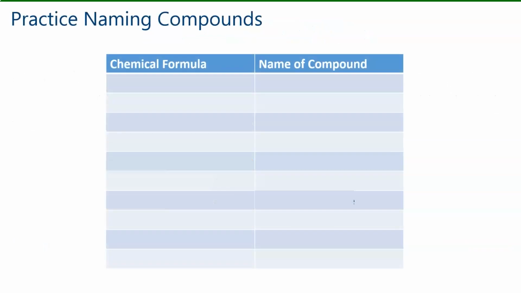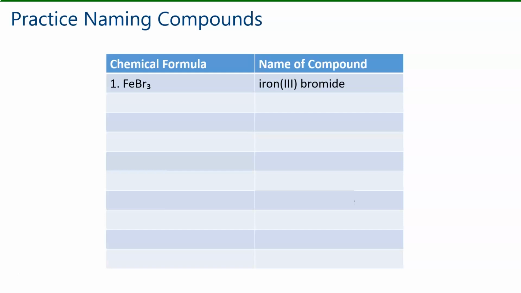Now it's time for some practice. I'll reveal the chemical formula for each compound. You write down the name and then you check it when we go over the correct answer. So our first chemical formula is FeBr3. What is the name of this compound? And this compound is iron(III) bromide.